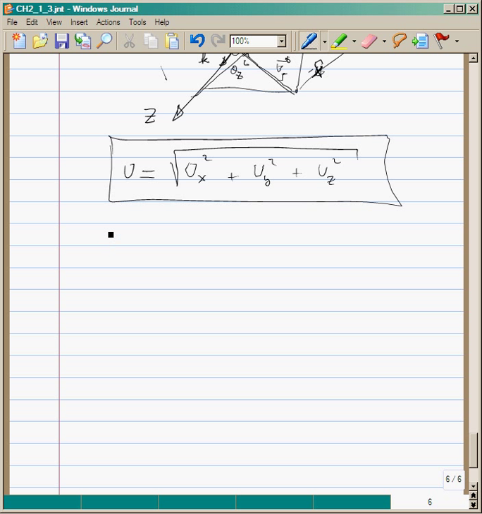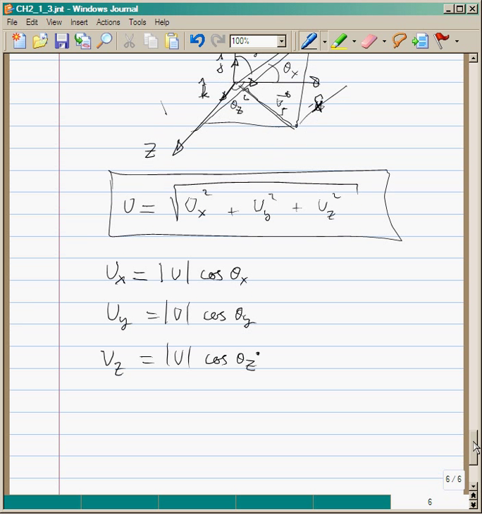The way they're being defined is very similar to what we've seen before. It's using the magnitude times the cosine of each angle. So in the x direction, ux is magnitude of u times cosine theta x. Uy is going to be magnitude of u times cosine theta y. And uz, magnitude of u times cosine theta z.